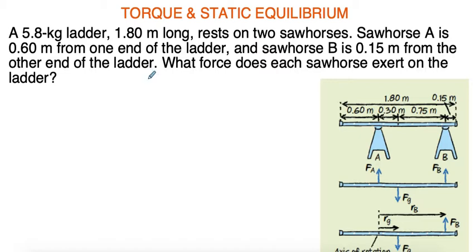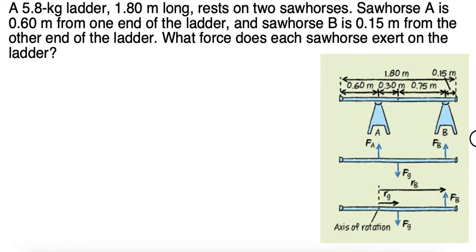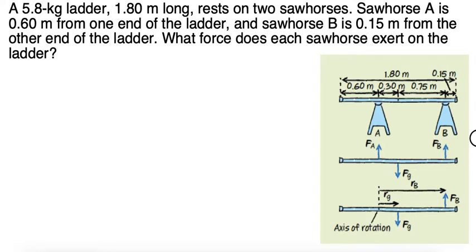Okay, so we're trying to find the force due to this sawhorse and the force due to that sawhorse. So we have to look at what forces are acting in the system. This diagram right here shows us a force diagram, or a free body diagram, of the forces acting on the ladder. And down below, that last diagram shows us what we want to pick for an axis of rotation to solve the problem.